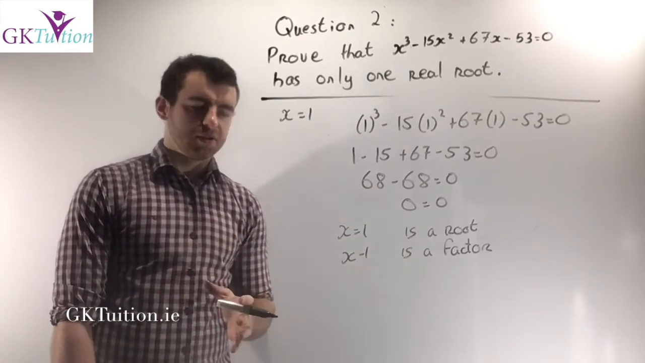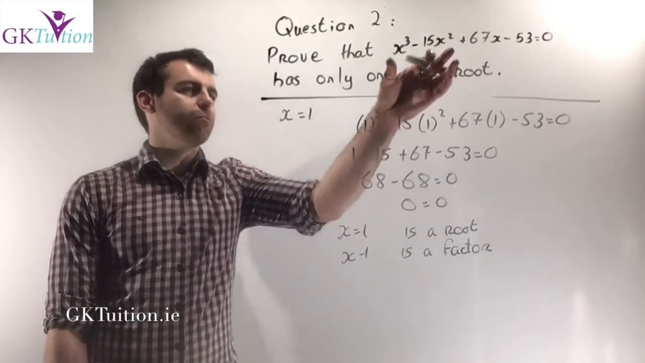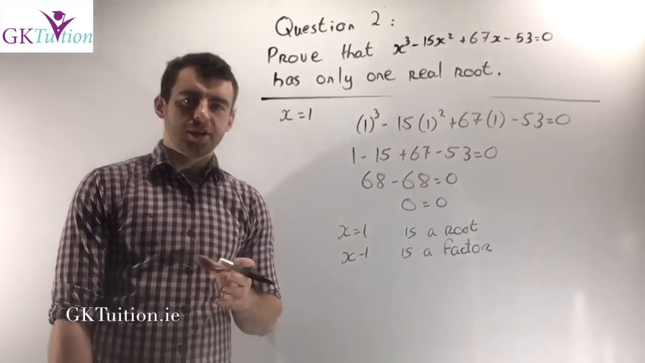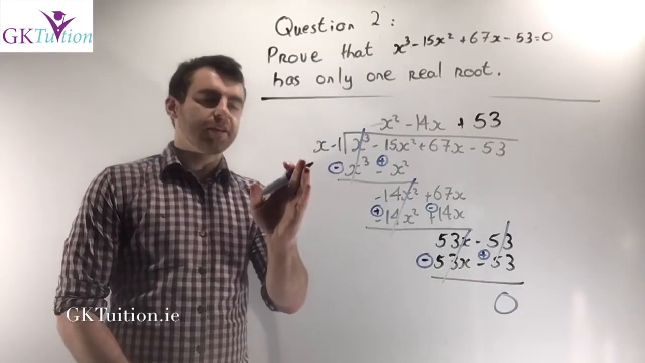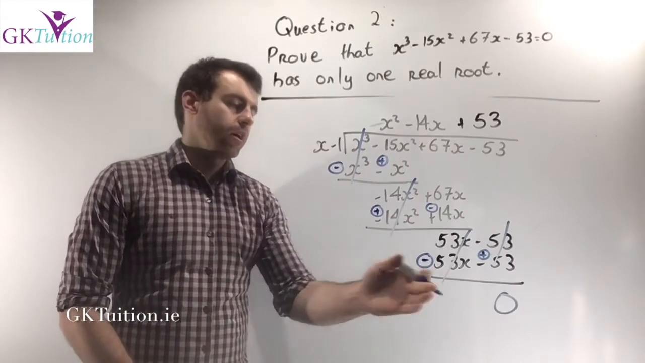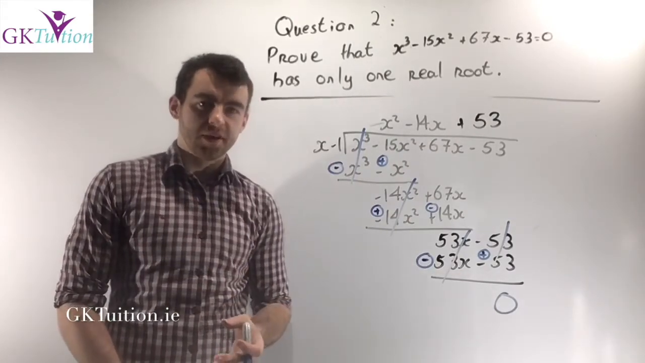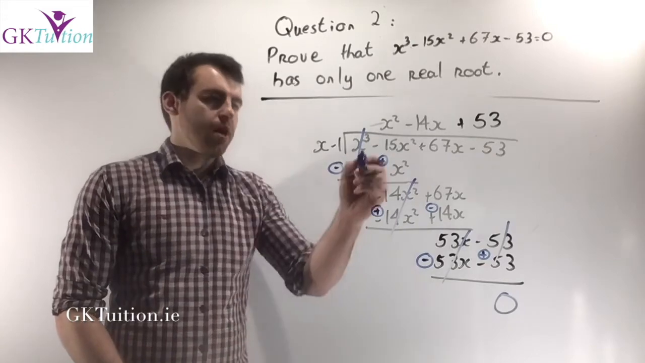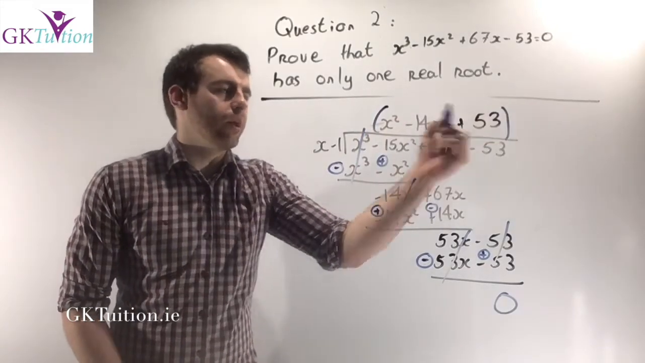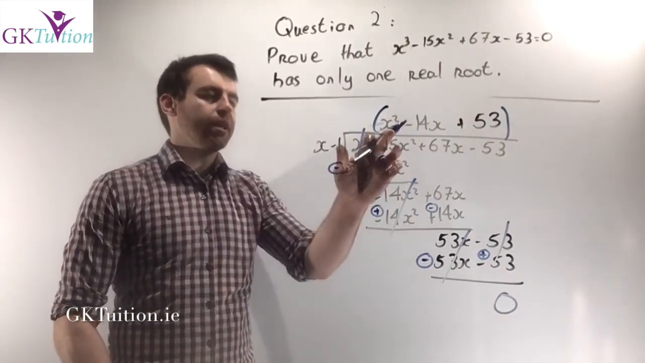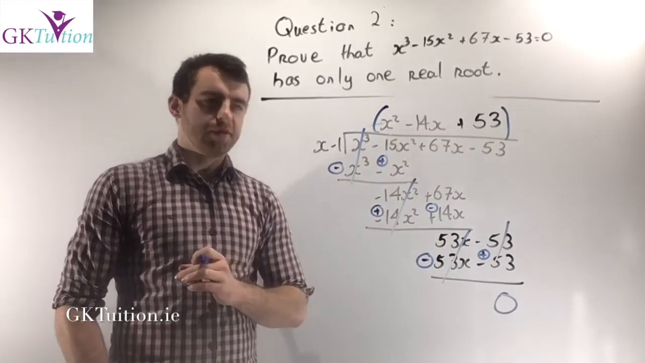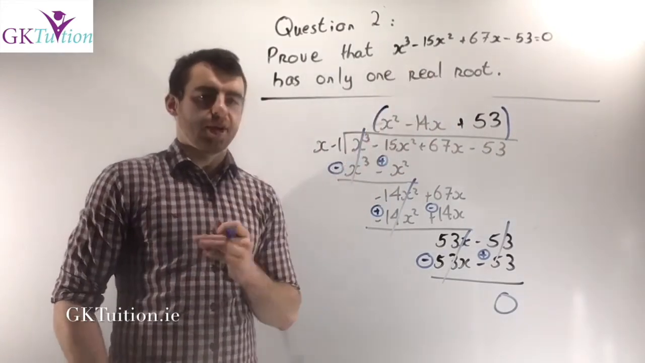Once you have one of the factors, you simply divide x minus 1 into the original cubic to find the other factor. So I've taken my factor and divided it into my cubic and got a remainder of 0, which verifies that x minus 1 is a factor and x equals 1 is a root. But more importantly, it's given me my other factor. I also know that x squared minus 14x plus 53 is a factor of this cubic.